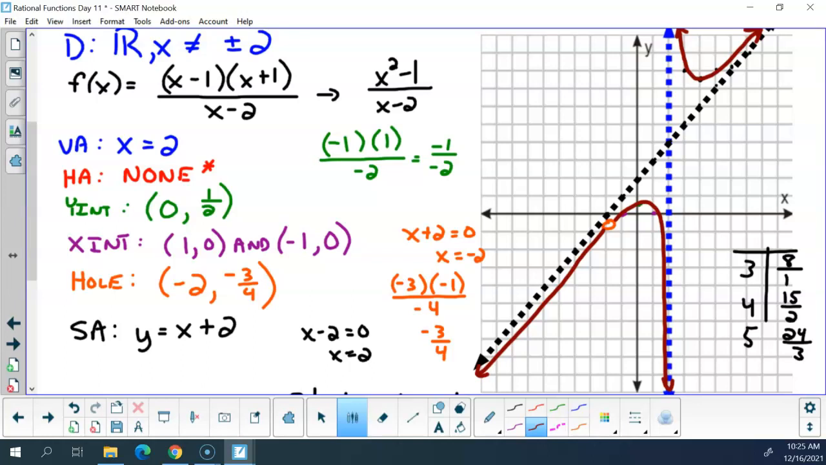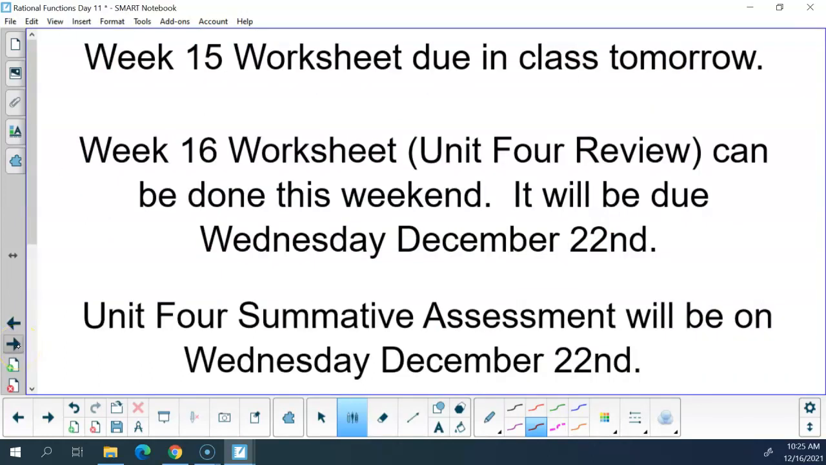So, today. The goal worksheet is the week 15 worksheet. It is due tomorrow in class, 4 problems. I'm about to hand out the week 16 worksheet. That's next week's worksheet, the review, because our test is on Wednesday. So we have review on Monday, test Wednesday next week.